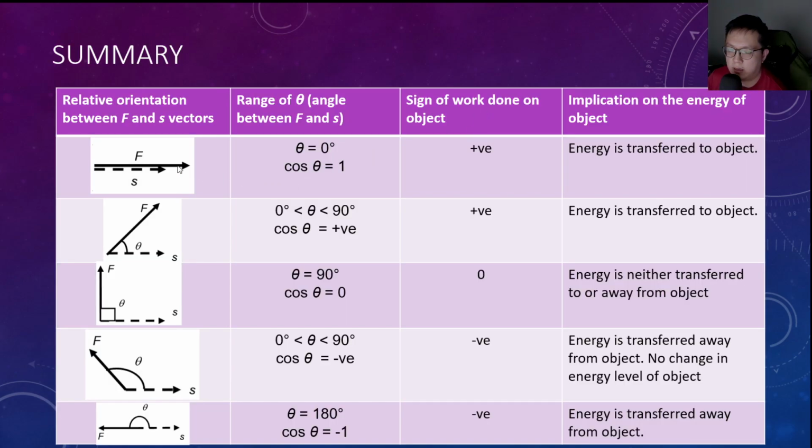If my force and displacement are in the same direction and they are parallel, my theta is 0 and so my cosine theta is 1. And of course I look at the other extreme end. If it's the opposite direction, theta equals 180, cosine theta is minus 1. The rest in the middle is quite straightforward, but you just need to note what happens if you have positive or negative work done. When you have positive work done, you are transferring energy into the object. When you have negative work done, you are taking away energy from the system. So that's what we have so far.